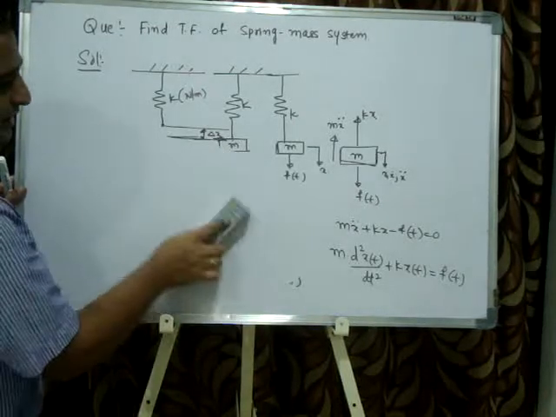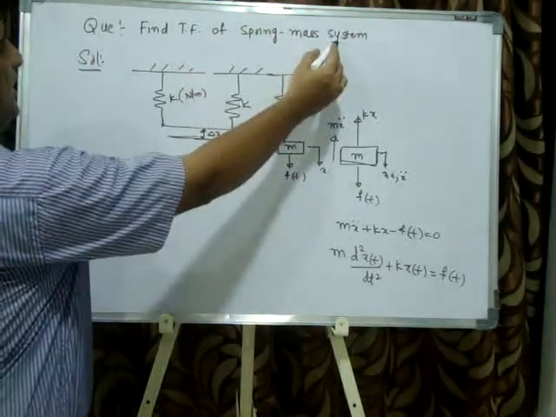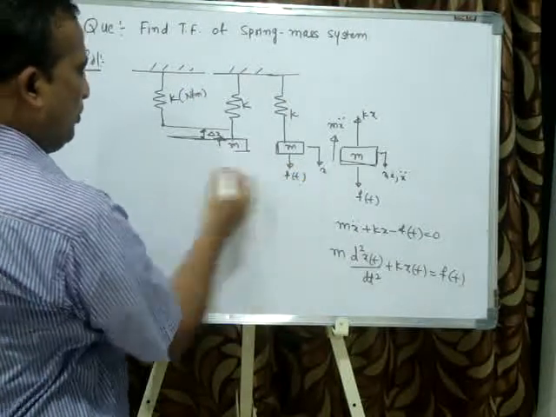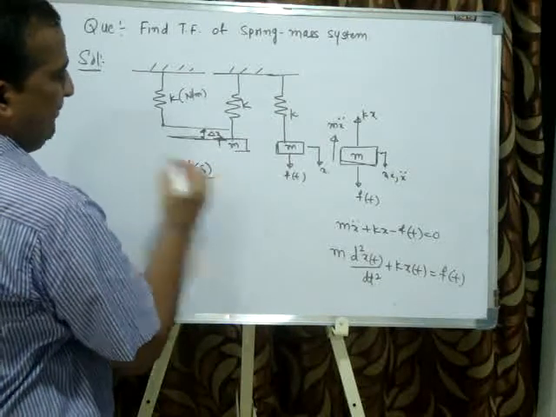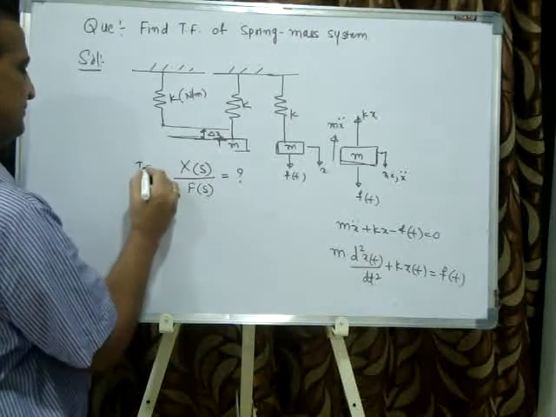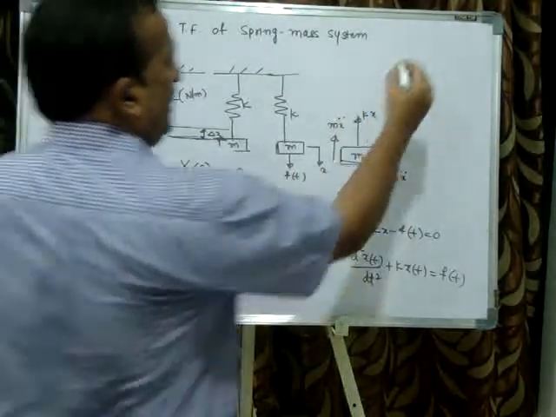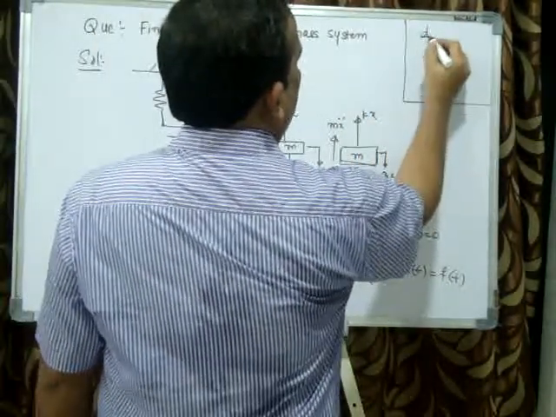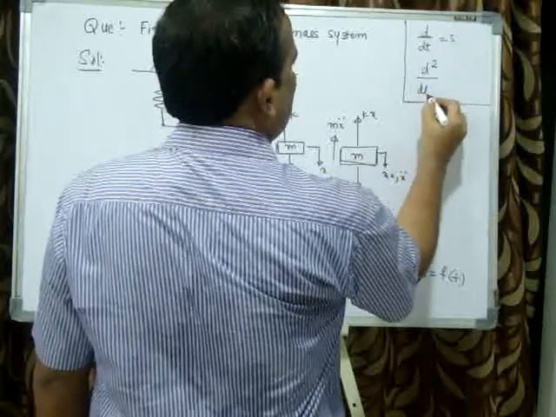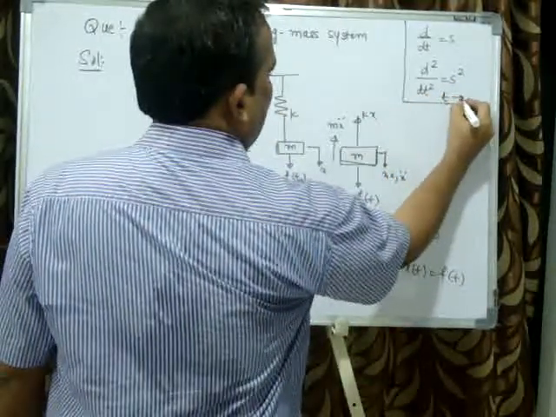Okay. Now, how to overcome the differential equation? Ultimately the transfer function of the spring mass system is the Laplace of output, the displacement of the mass, divided by the Laplace of input, the external applied force. That is the transfer function. Here I will take the Laplace transformation. You know that d by dt is s. d square by dt square is s square.